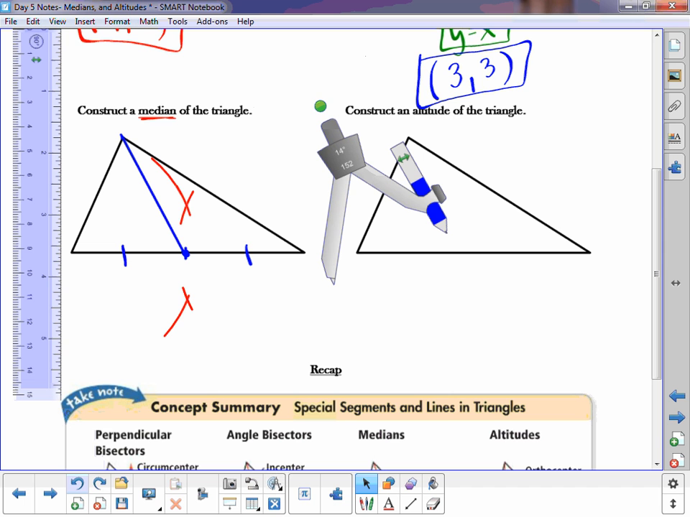We will, at some point in time, have constructions. Wait, like on the unit test? It could be on this unit test. It could come again in the future as we get closer to the end of school. All right. Other questions before we move on to altitude?